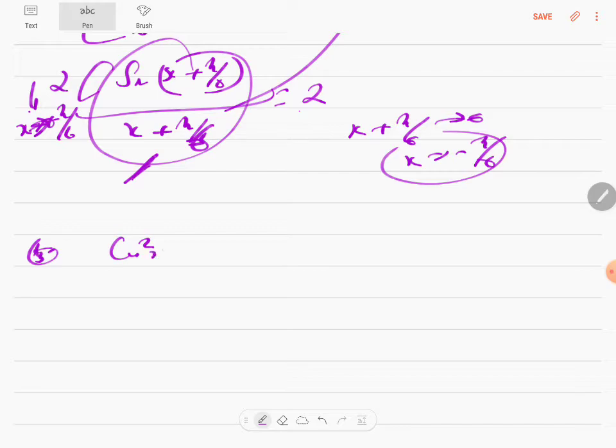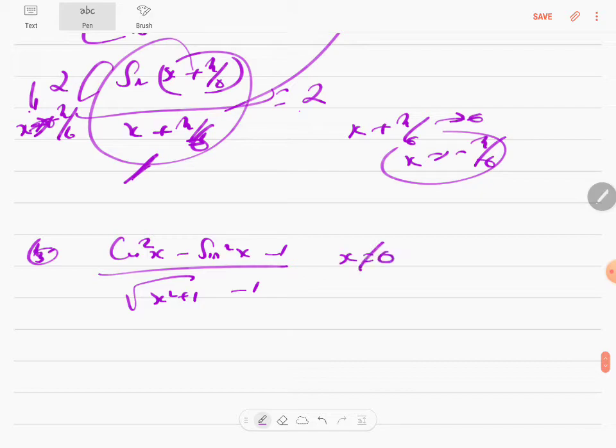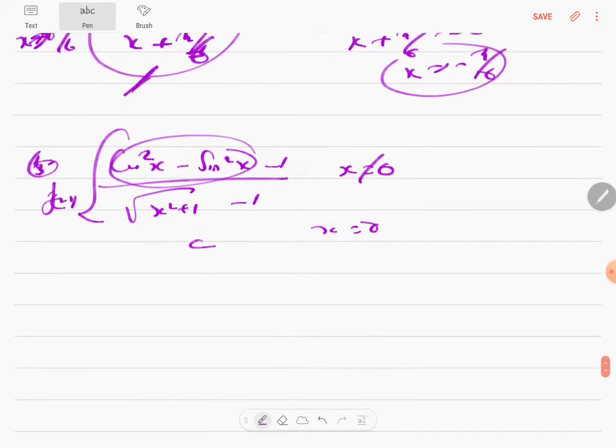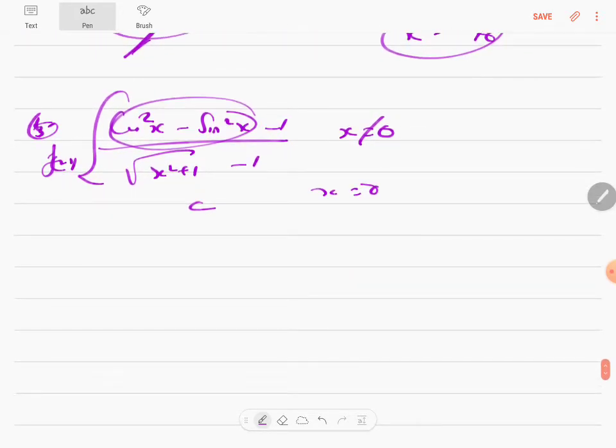A cos square x minus sin square x minus 1 by root of x square plus 1 minus 1 when x is not equal to 0, and a when x is equal to 0. Okay, this is what is f of x. The moment you see cos square x minus sin square x, it is cos 2x, correct? It should strike you: cos 2x minus 1 by root of x square plus 1 minus 1.